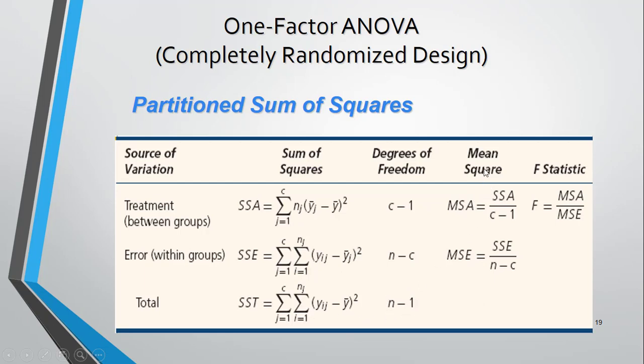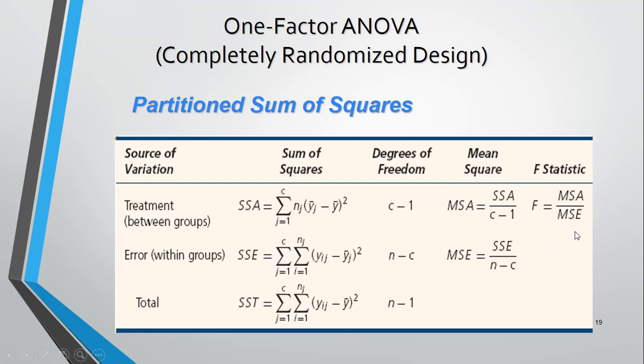The mean square is calculated by SSA over its degrees of freedom. So MSA, the mean square treatment, is SSA over C minus 1. And MSE, mean square error, is SSE over its degrees of freedom, N minus C. And then we can calculate the F statistic. That's MSA divided by MSE.